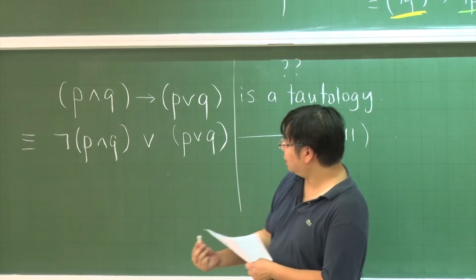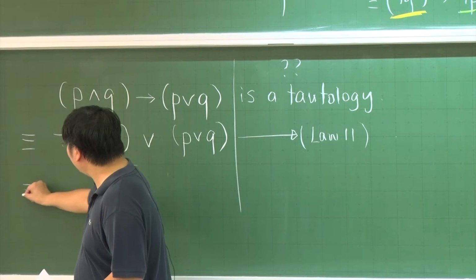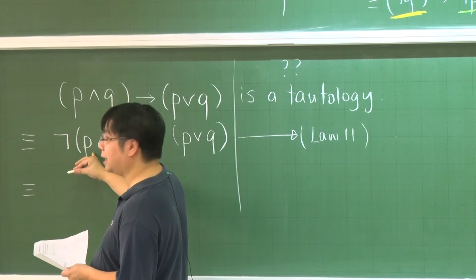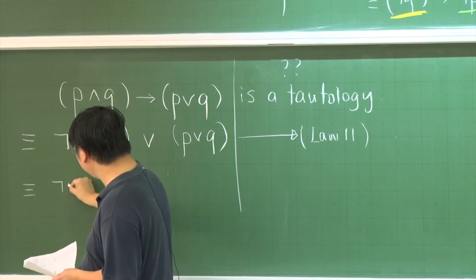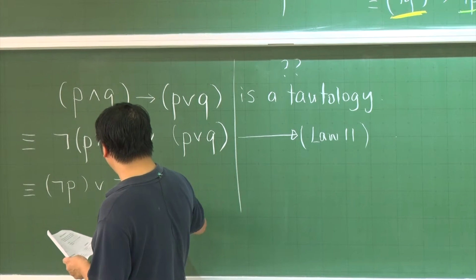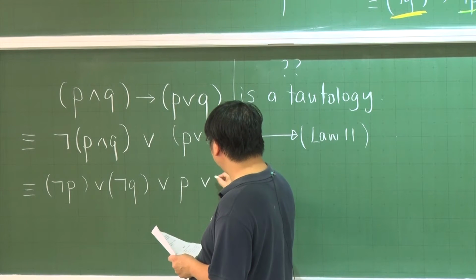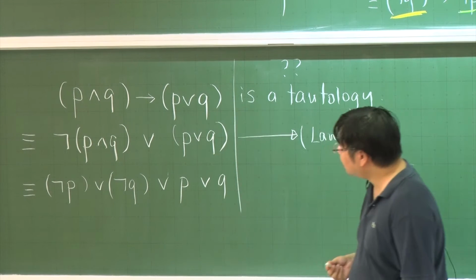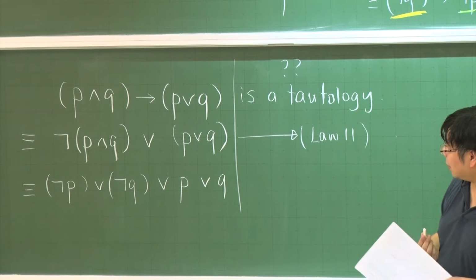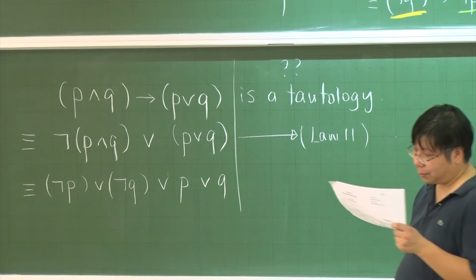Then what? Then De Morgan's law, right? We can use De Morgan's law. This is not P and Q, so it is equal to not P or not Q, or P or Q. Is that right? So this is De Morgan.